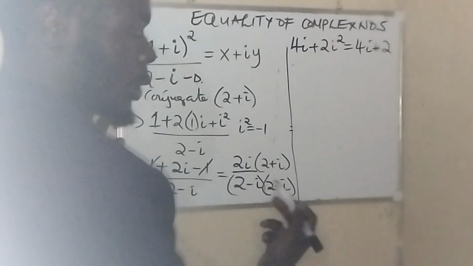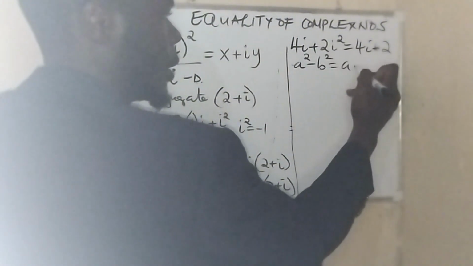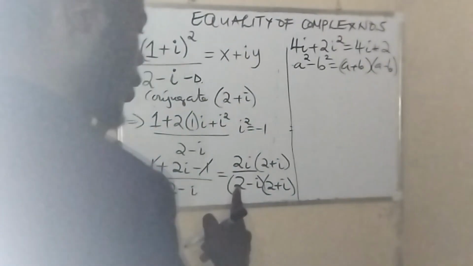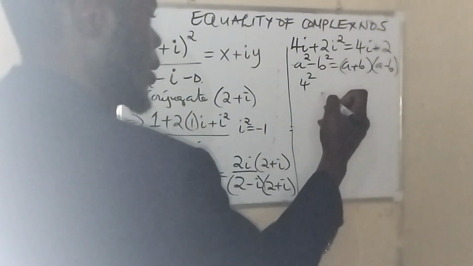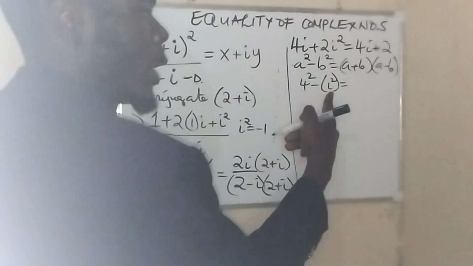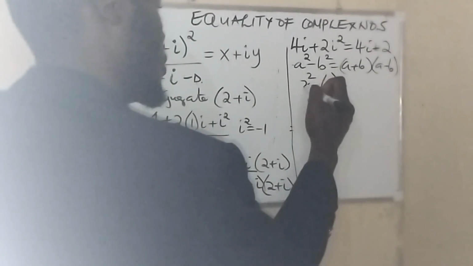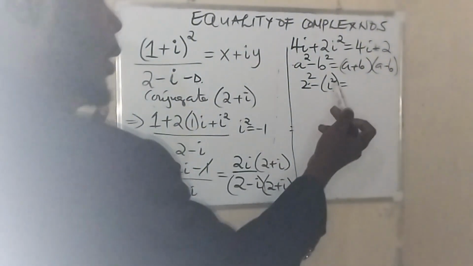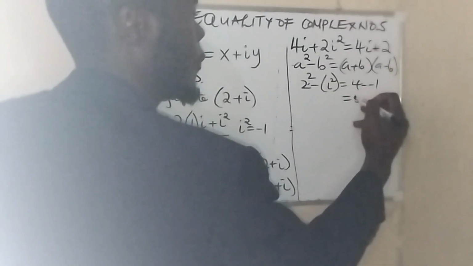And the denominator is a difference of two squares, so you shall get a² − b². So you'll have 2² − i². And we know that i² is negative 1. So you have 4 − (−1), which is 5.